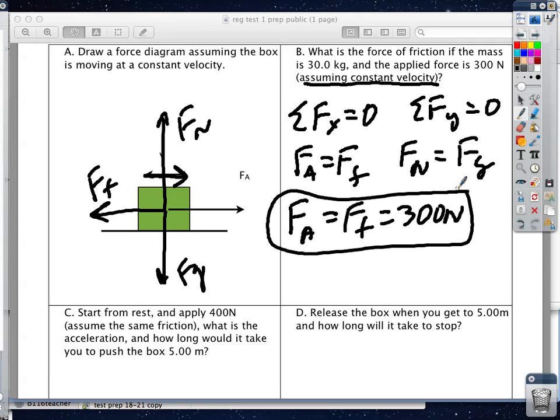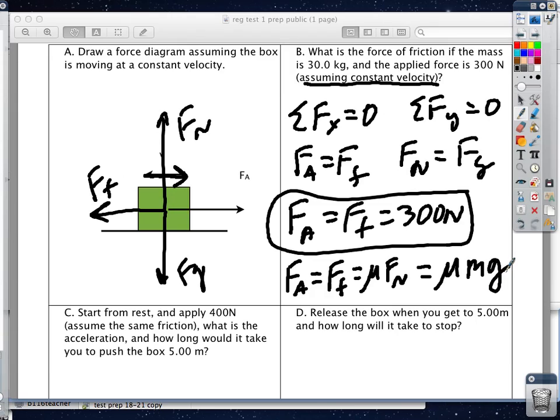Now, what I do want to show you is here. If I said FA equals FF, which is mu F sub n, right? And then I can plug in the mg, which gives me mu mg. You need to be able to do that. You need to be able to recognize that this all works out. So FA is equal to this. So what I guess what I'm getting at is be able to come up with mu.